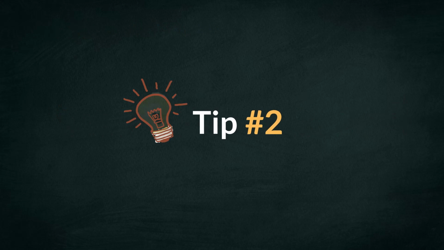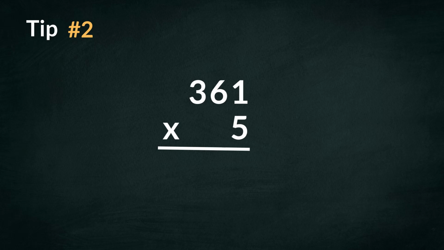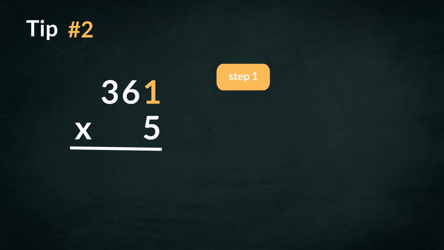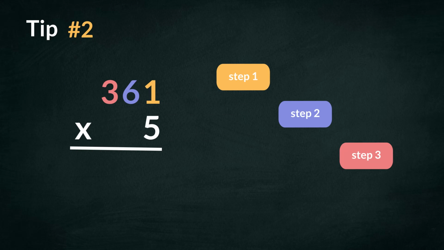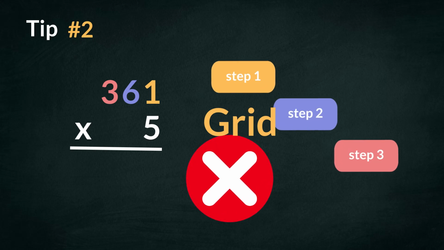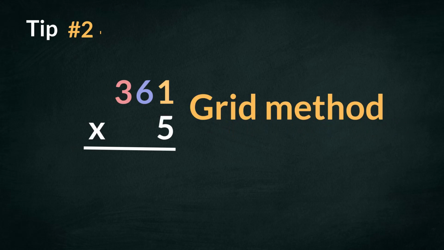All right, tip number 2 coming at you. Normally, we calculate multi-digit multiplication by using our old friend, the columnar format. But if you find it hard to keep track of the steps and are afraid of making any mistakes, then maybe the grid method is for you. Let's take a look at this multiplication.